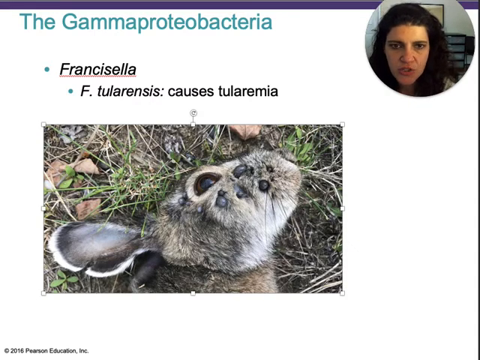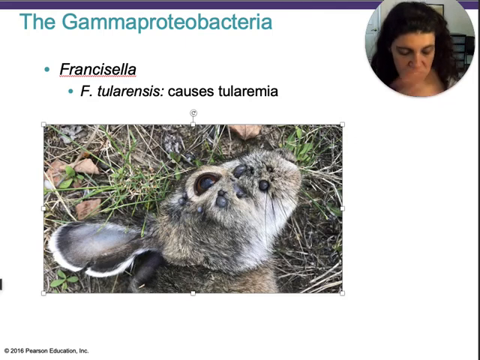This bacteria is actually not in our list. Francisella is one of the gamma proteobacteria, and it's not here. It's transmitted by ticks, and it causes a disease. These are ticks present in rabbits and in deer, and it causes tularemia. But we can contract tularemia from these animals and from tick bites.